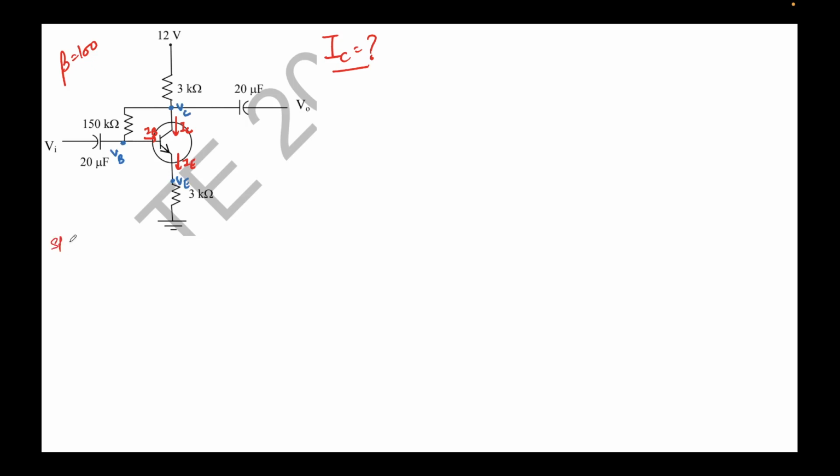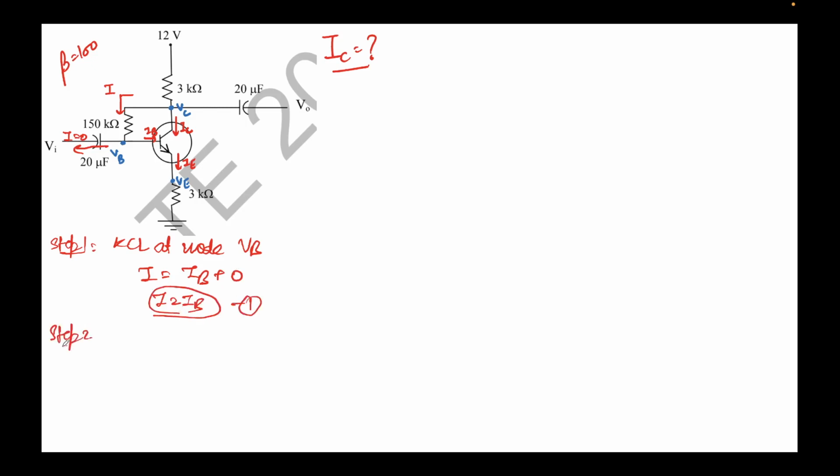As step 1, we'll apply KCL at node VB. The incoming current at node VB, as you can clearly see, is just this current I. So I equals the outflowing current, which is IB, plus the current flowing through the capacitor. Since this is DC analysis, no current will flow through the capacitor, so this is 0. So I equal to IB is our first expression.